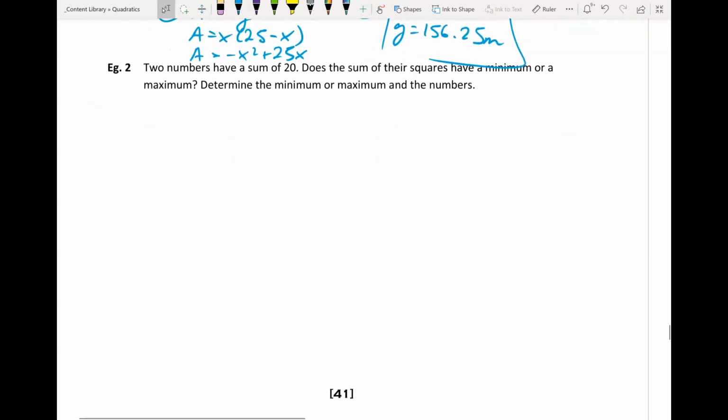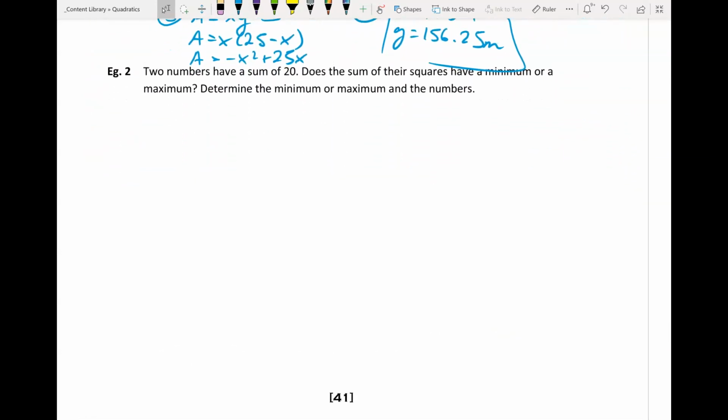Second question. You have two numbers that have a sum of 20. Does the sum of their squares have a minimum or a maximum? And then we want to determine those numbers. This one we can't really draw a picture for, but we can state that x is number 1, like the first number, and y can be the second number.